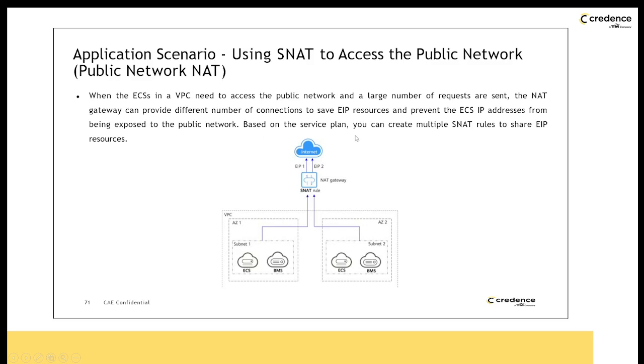So based on the service plan, you can create multiple SNAT rules to share EIP resources. Example like this one: they have one VPC with two different availability zones, zone 1 and zone 2, and each zone has one subnet. It's connected to the internet using a NAT gateway. So you configure the SNAT rule so you can go to the internet.